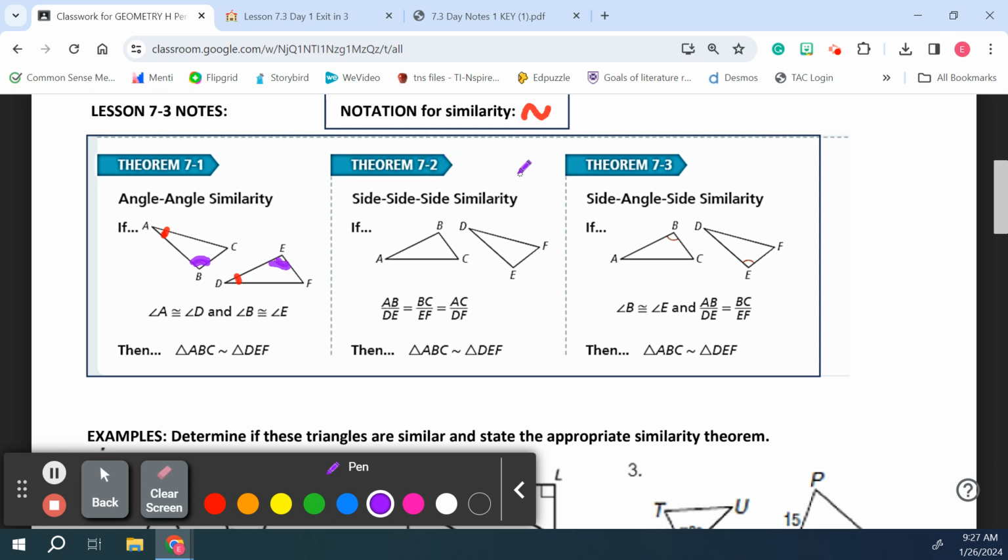All right, looking at side, side, side similarity. Now, one thing I always like to do, they're saying if AB and DE along with BC and EF, and then AC and DE.